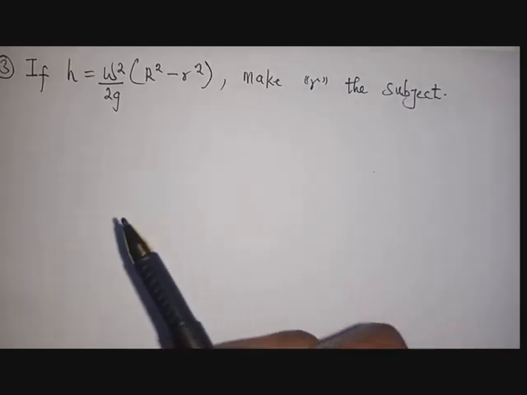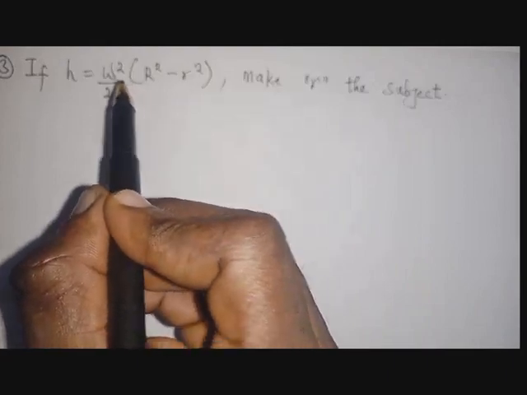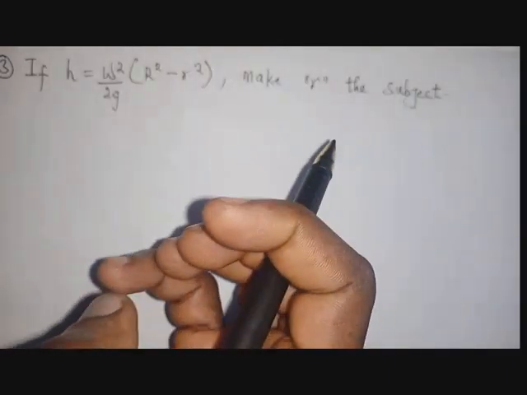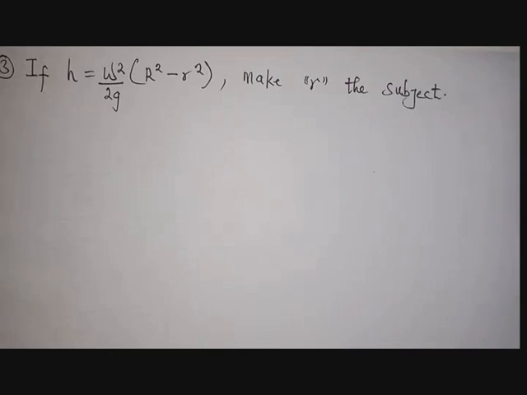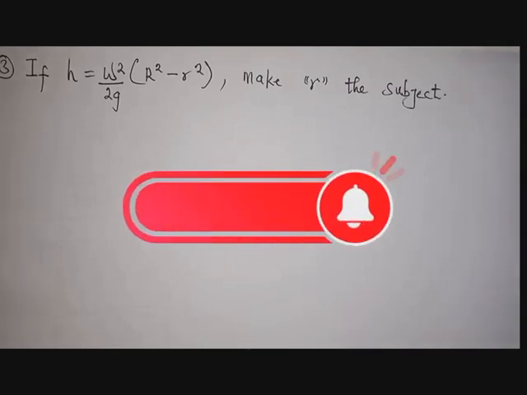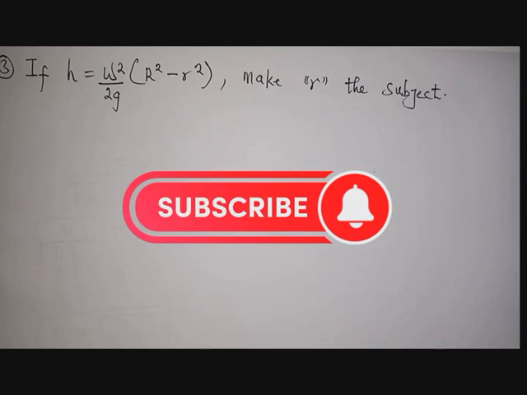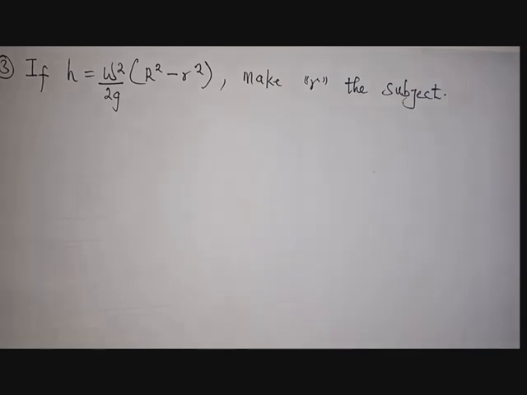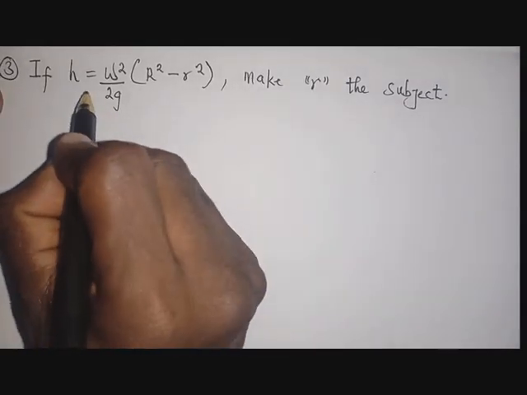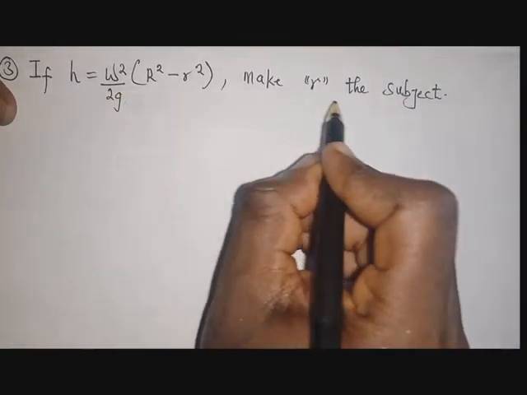When you have equations connected together, maybe the other letters attached together by multiplication, for you to take off those letters that you don't want, you need to divide through. If they are connected by addition, for you to take the one you don't want off, then you need to subtract that unwanted one from both sides. So we're going to apply those same things here. If h equals this, make r the subject.